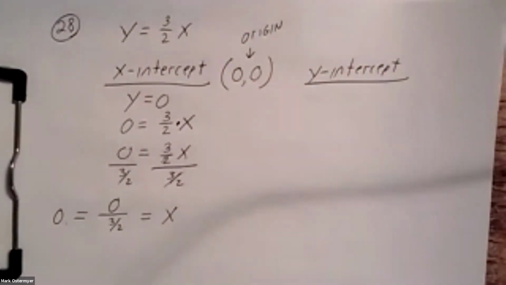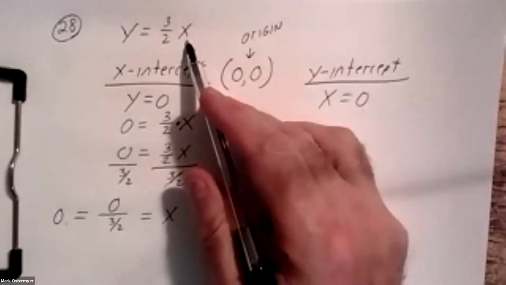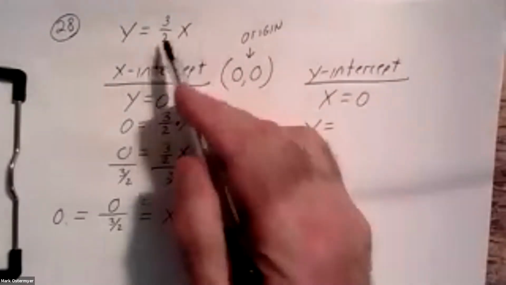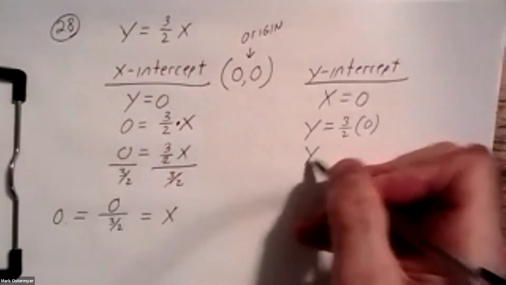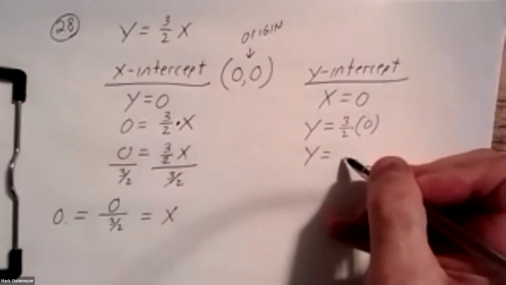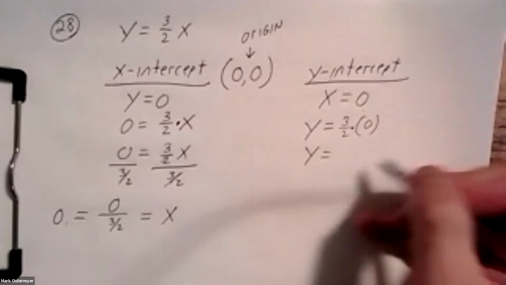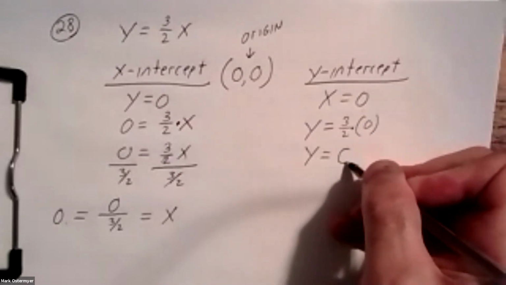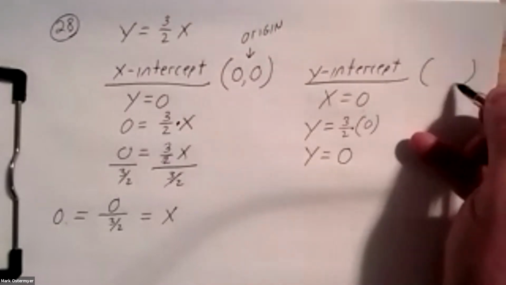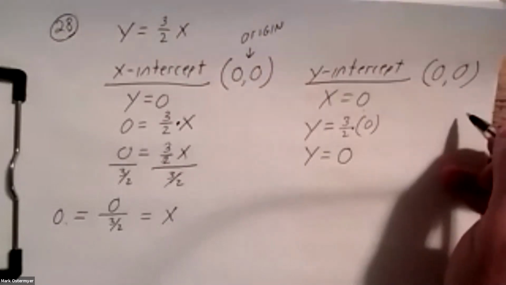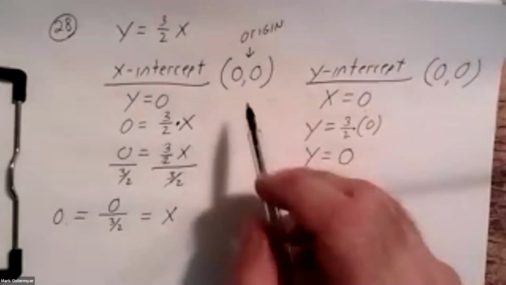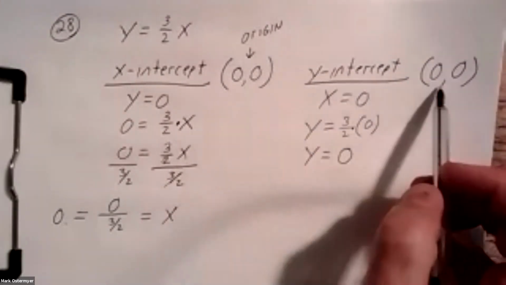What do I set equal to 0 to find the y-intercept? X. Take 0, substitute it in for the x variable in the equation, and therefore we're going to have y is equal to 3/2 times 0. Well, what's 3/2 times 0? What's anything times 0? 0. What's my y-intercept? 0, 0. Ladies and gentlemen, what's going on here? My x and y intercepts are the same point, 0, 0.